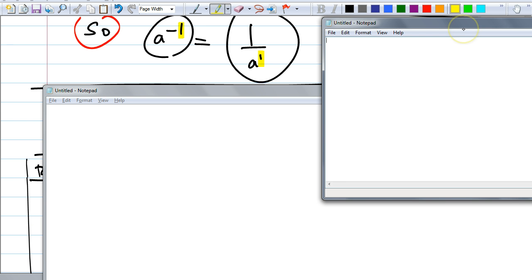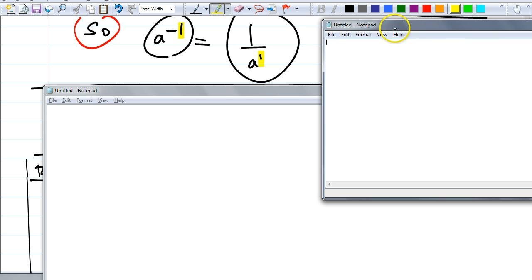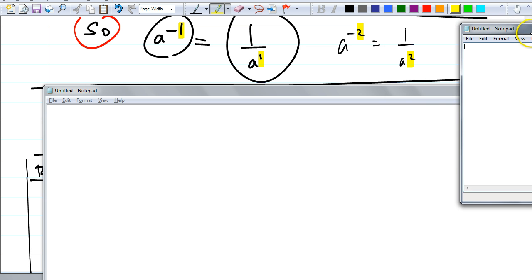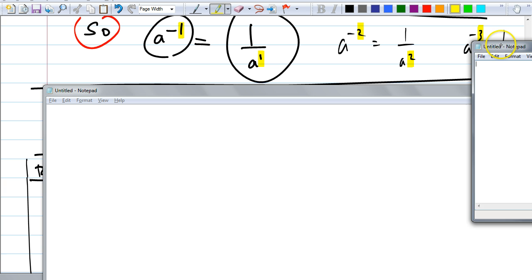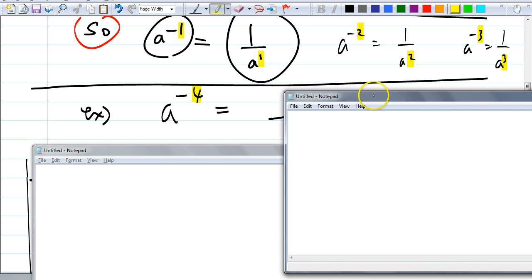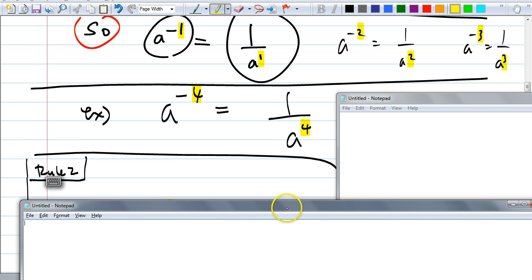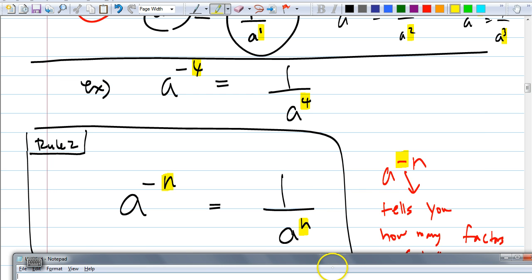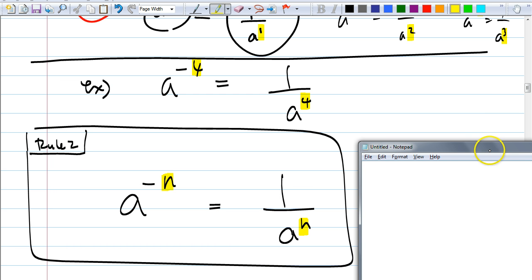Guys, look. We said that a to the negative 1 was 1 over a to the first. We actually wrote it out. So, guess what? A to the negative 2 is 1 over a to the second. A to the negative third is 1 over a to the third. A to the negative 4 is 1 over a to the 4. And so guess what? A to the negative n is 1 over a to the n. Does that make sense? Do you see the pattern? Yes? No?